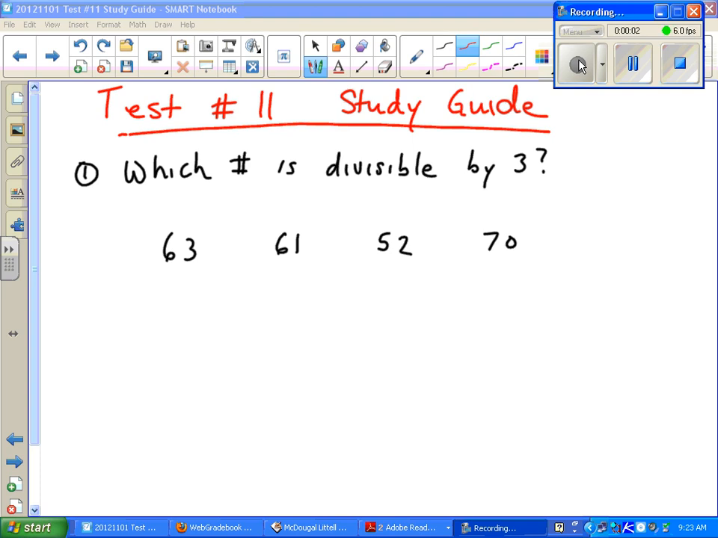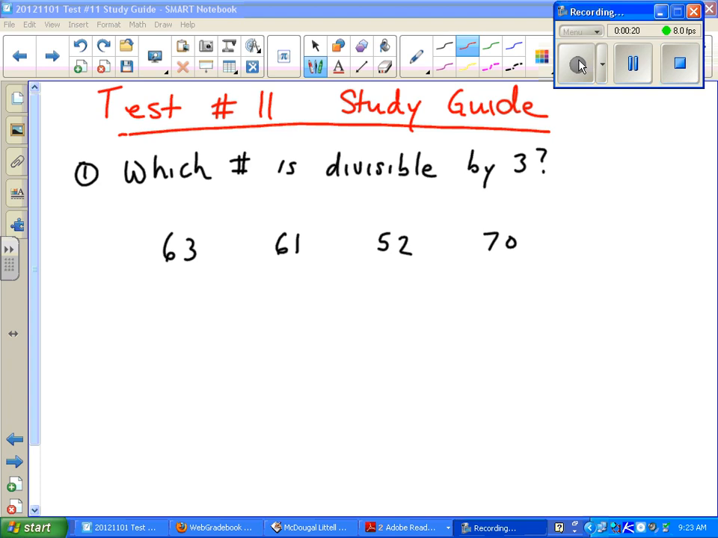Okay, this is test number 11. We're going through sections 1.1 all the way to 4.4. First question asks which number is divisible by 3. So in order to do that, you need to divide them by 3.